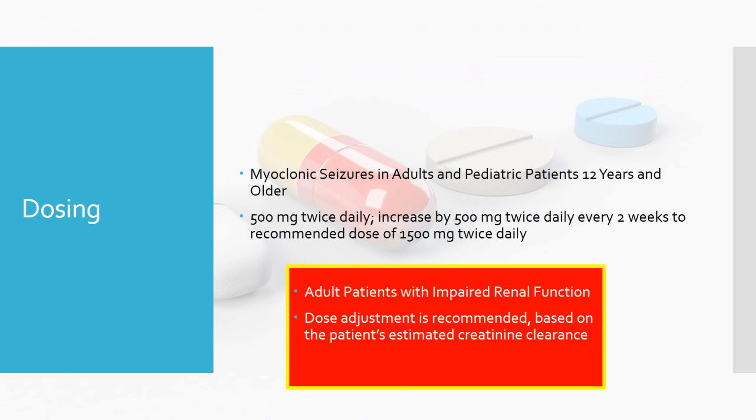For myoclonic seizures in adults and pediatric patients 12 years and older, the standard dose is 500 milligrams twice a day, increasing by 500 milligrams twice a day every 2 weeks to a recommended dose of about 1500 milligrams twice a day. Adult patients with impaired renal function, however, are recommended to have a dose adjustment, and we'll go through this on the next slide.